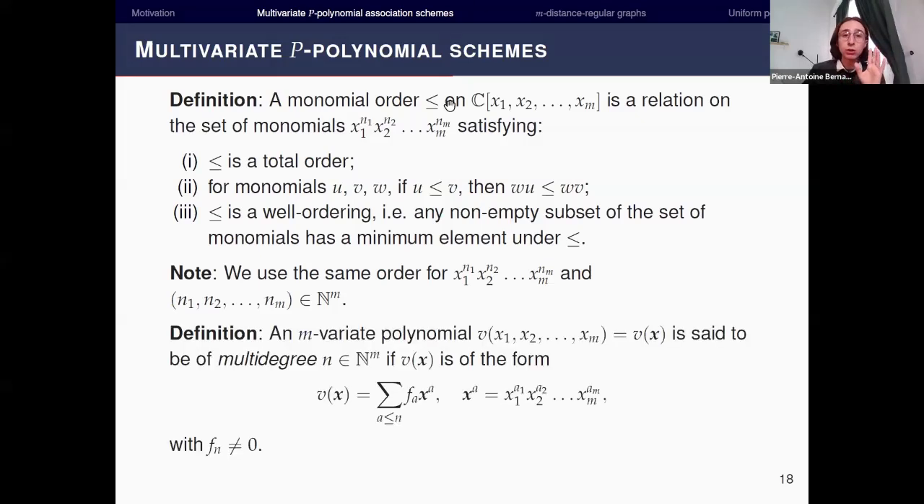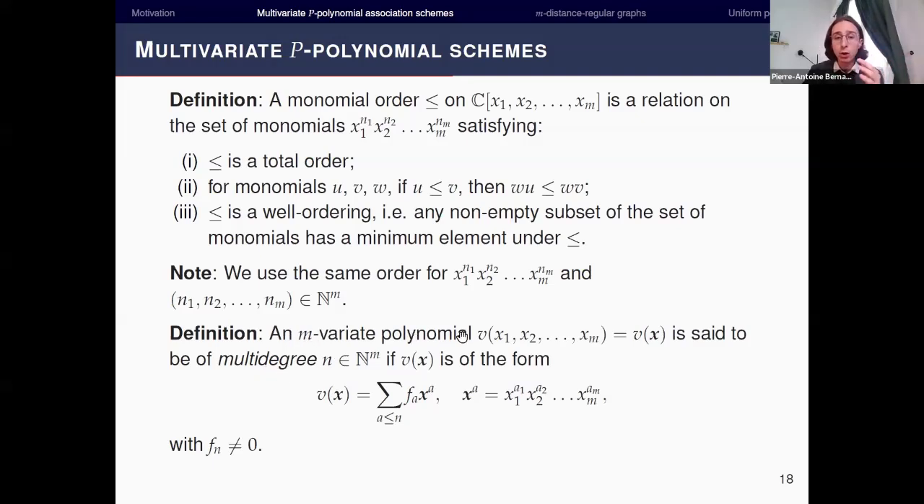So now that we have this notion of monomial order, we need something that will play the role of the order of the polynomial in the univariate case. You can recall that for a P-polynomial scheme, A_i is a polynomial of degree i in A_1. So we need to be able to say something similar for the multivariate P-polynomial scheme. So we need the notion of multi-degree.